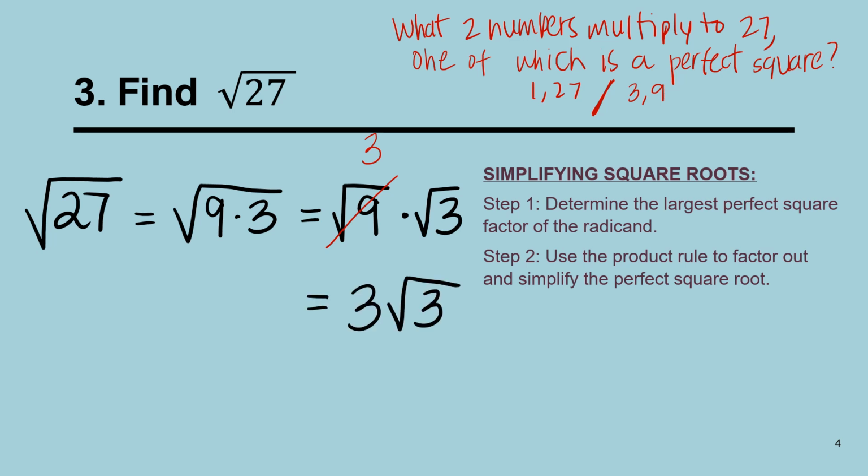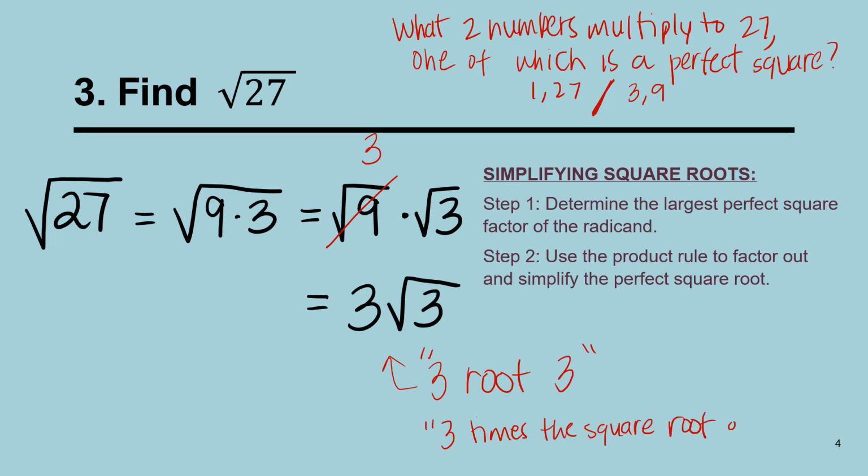You can drop the little dot in the middle. You don't have to have the little dot in the middle. And there are lots of different ways that you can read this. The way that I typically read this is 3 root 3. But you could say 3 times the square root of 3. I have heard some people say 3 on the square root of 3. So there are lots of different ways that you can read that out loud.